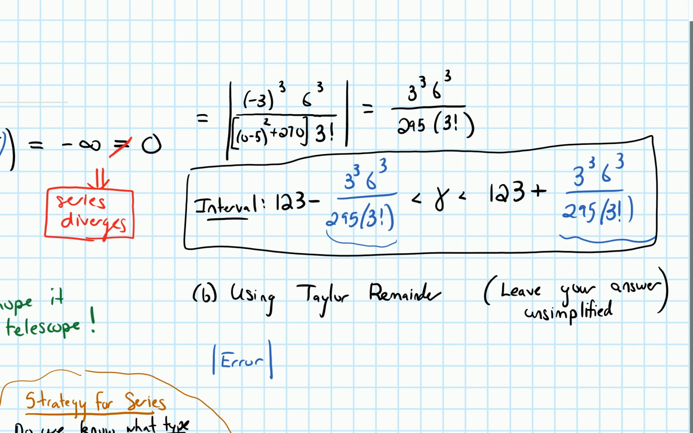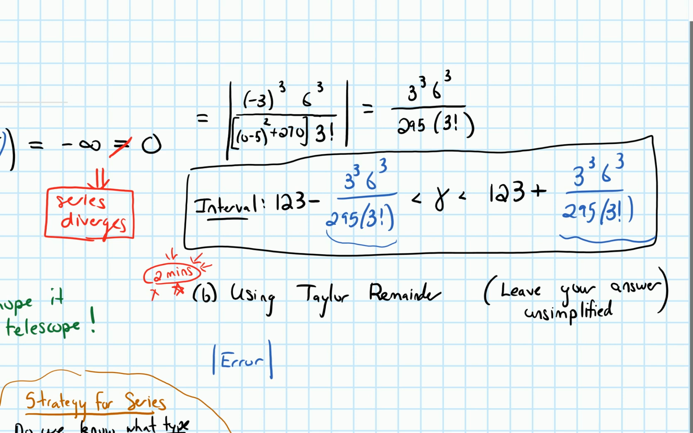Alrighty, now let's do the same problem but using Taylor remainder error. And again, I want to leave our answer unsimplified. So pause the video for about 2 minutes to try this problem. That might not be enough time to finish the problem, but hopefully it's enough time to get started and think about what the key steps would be.